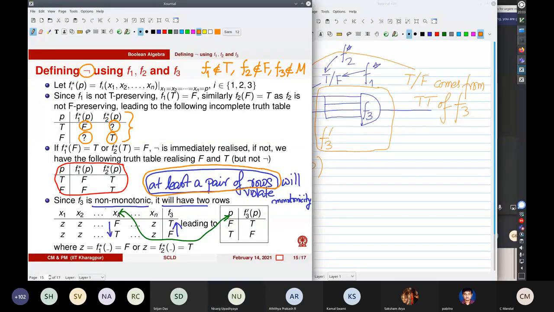So if it is not monotonic, it has to satisfy this condition because if it doesn't satisfy this condition, it has to be monotonic. You understand this? So if it is not monotonic, such a pair of rows must exist. That is the point. So now you have your inverter. All right. So now you know that using F1, F2 and F3, either you get the inverter the easy way or you might have to work a little more to get it this way. All right. But you can get it.